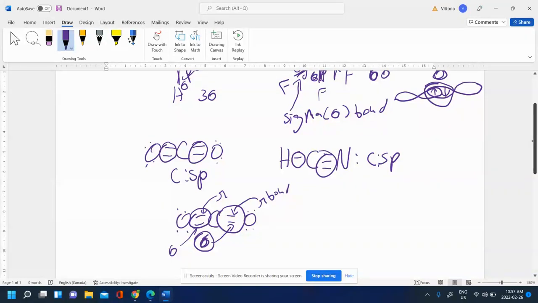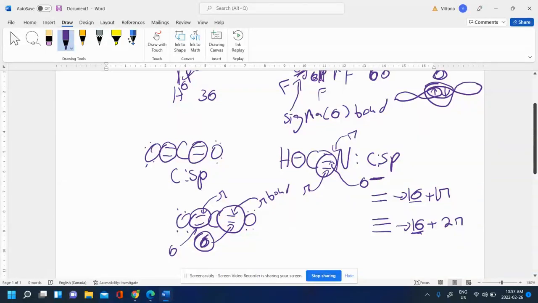Now, a triple bond is made up of a sigma bond and then 2 pi bonds. So when you have a double bond, that's going to be made up of 1 sigma plus 1 pi. A triple bond is going to be made up of 1 sigma plus 2 pi bonds. The sigma portion is the strongest part of the bond, and the pi portion is the weaker part.